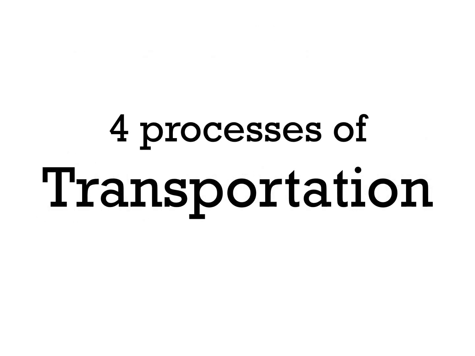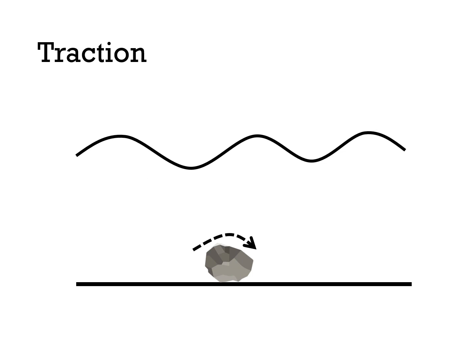So following on from yesterday's work on erosion, we're going to start today by looking at the 4 processes of transportation. First off, traction, and this is when large rocks or boulders are rolled along the bed of the river by the flow of the water.